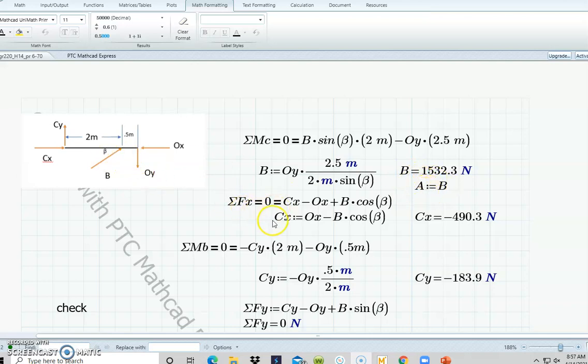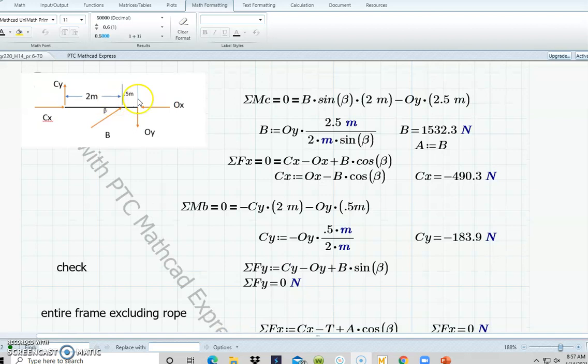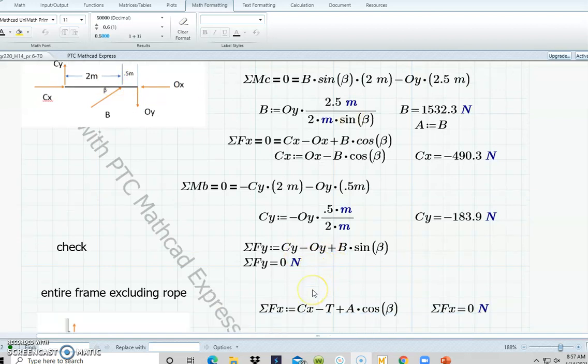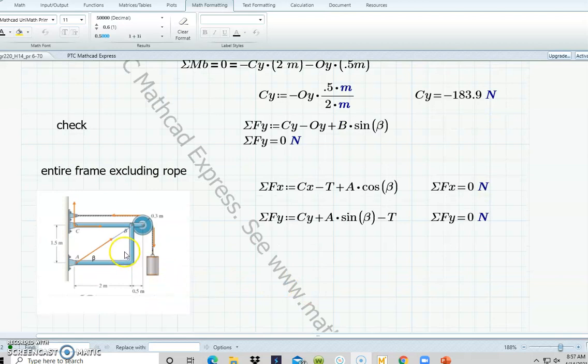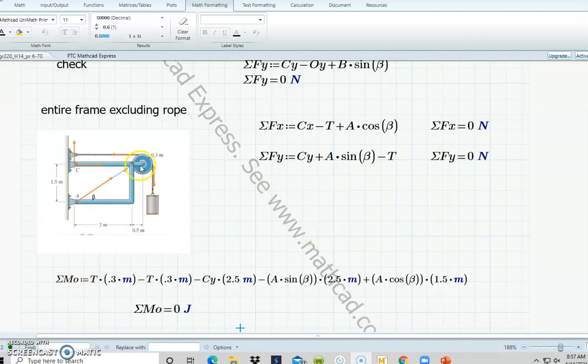And then we do the forces in X to get CX, OX, and the part of B that's horizontal. And then we do the moments about B in order to find CY. And so we have CX, CY, we've got A and B, and we've got the force at the pulley here. To check that, I went ahead and used this diagram and added the forces in the Y. They did add to 0. And I went back to the entire frame and did a free body diagram, did the forces in the X and Y there to get 0. And I also took a moment about O that had basically everything I had calculated in it. So get all those to add to 0, and you're pretty confident you have the right thing.